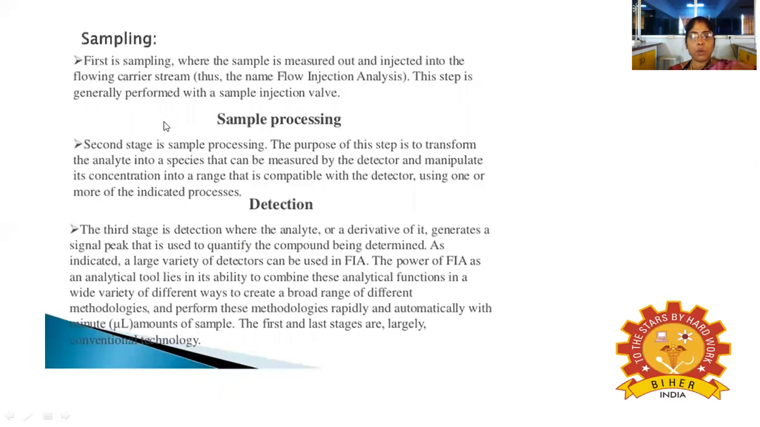Then the sample processing. The second stage is the sample processing. Here the analyte will be taken through a dispersion or diffusion technique into the detector so that the detection can be done. The third stage is your detection. Once the detection has been done, the waste that is generated has to be drained off, or it can be regenerated back into the FIA without interrupting the process.